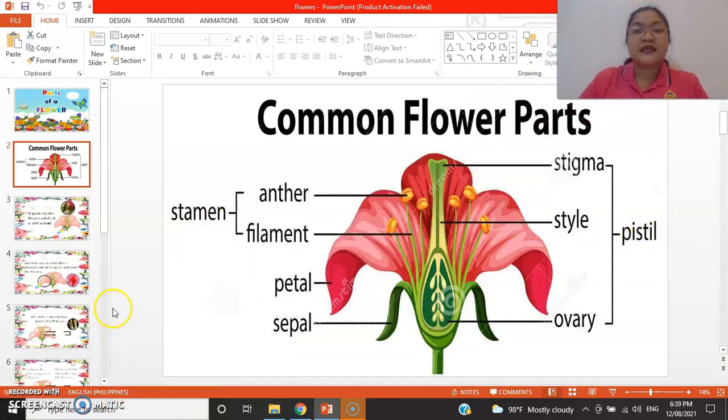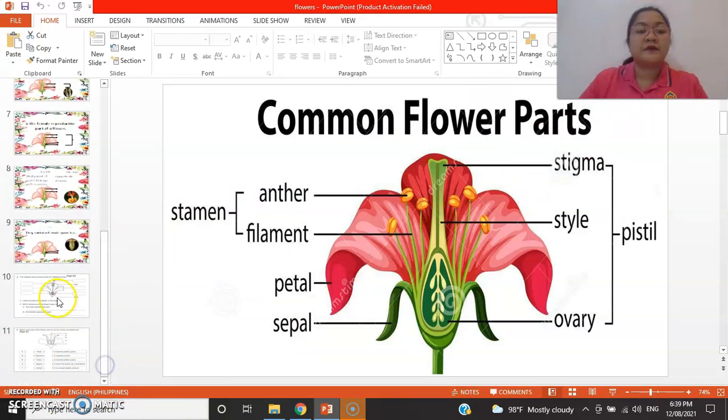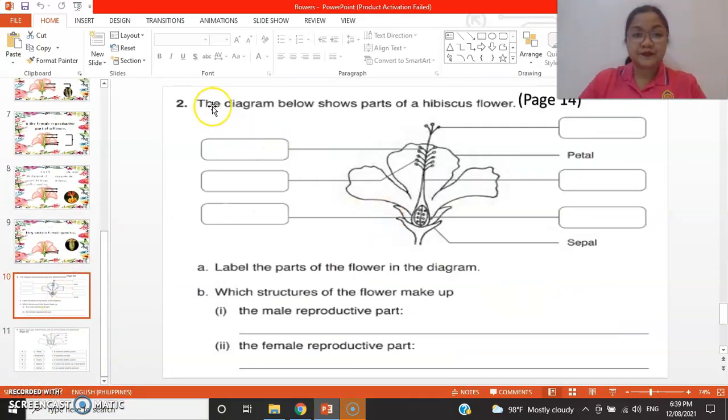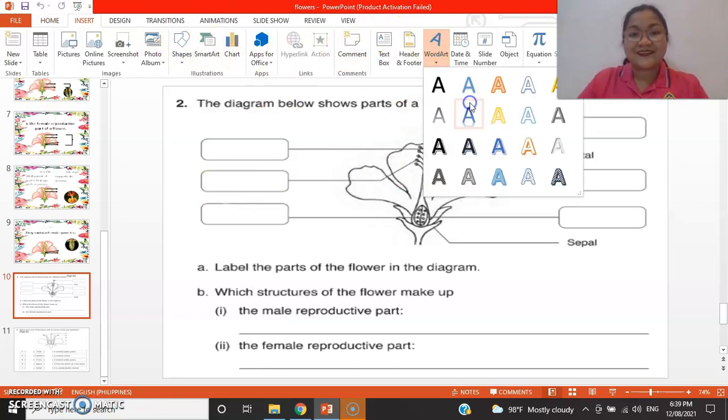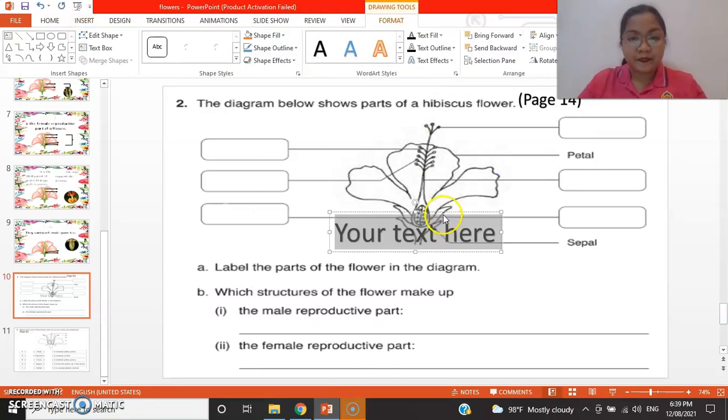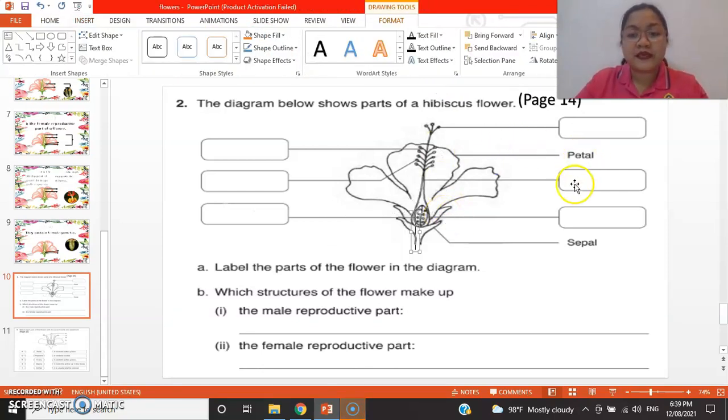Now let's try to answer your workbook. Open your workbook, page 14. The diagram below shows parts of a hibiscus flower. You are going to write in the box what the parts of the flower are. For example, we have here petal and sepal. What is this one? Very good, that is filament.